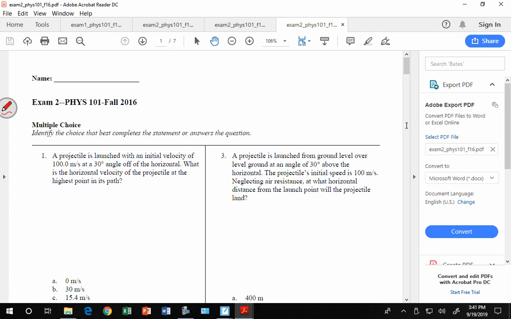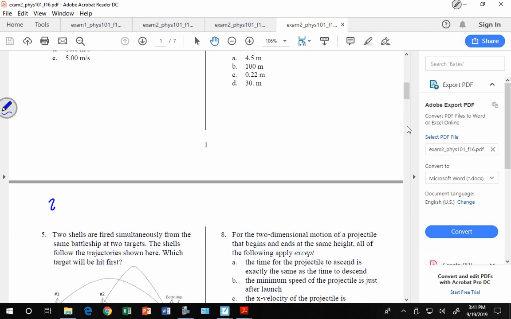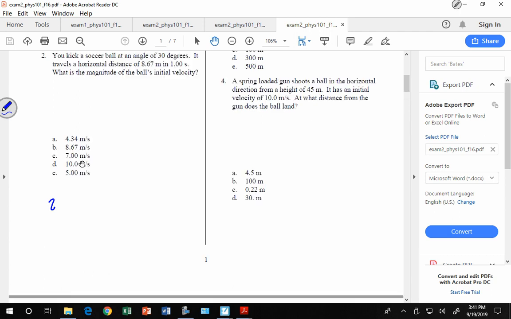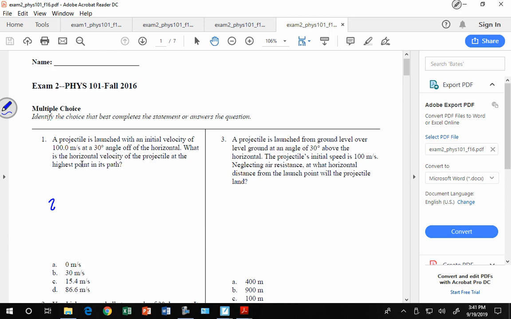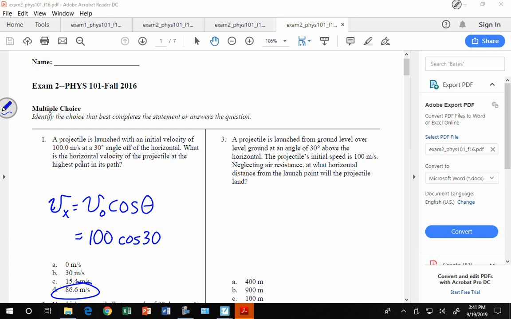That'd be a good question too, right? But the horizontal velocity is not a trick, it's true. The horizontal velocity is just V naught cosine theta, or 100 cosine 30, or 86.6. Okay.